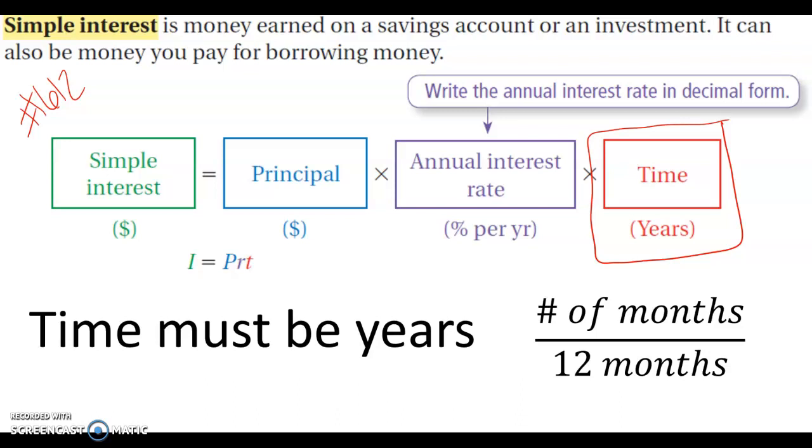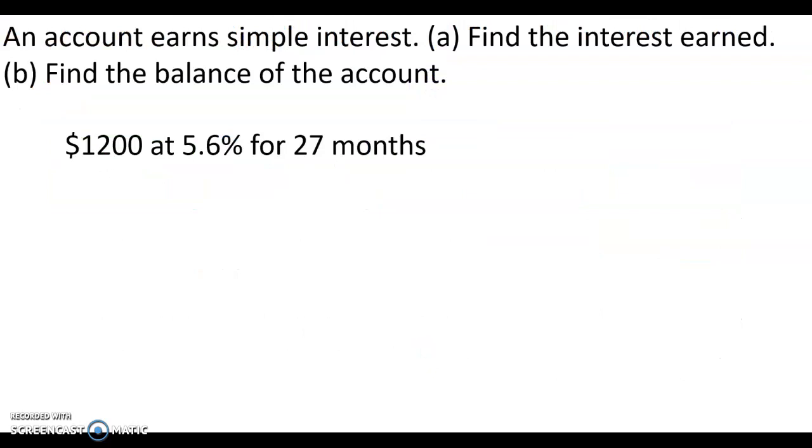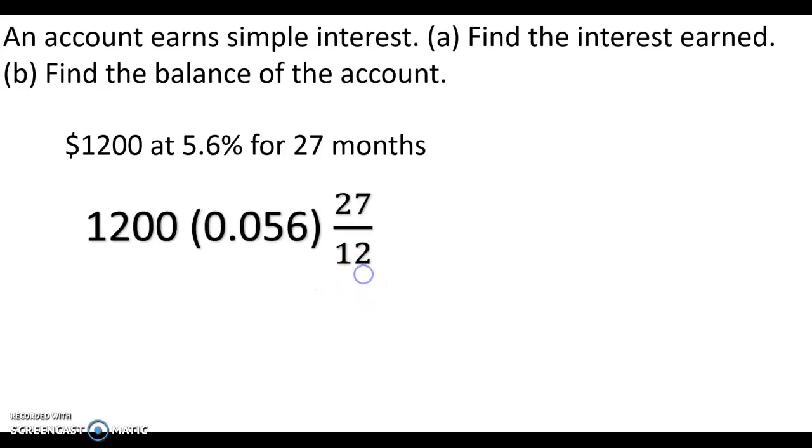All right, so an account earns simple interest. Find the interest earned, then find the balance of the account. So we're going to do two things. On this one right here, we're going to take the $1,200 and times it by 0.56 because that's the percent as a decimal. And then 27 months is 27 over 12. So if you're in class, you would have it calculated as fractions. Otherwise, you can change this to a decimal and go 27 divided by 12.